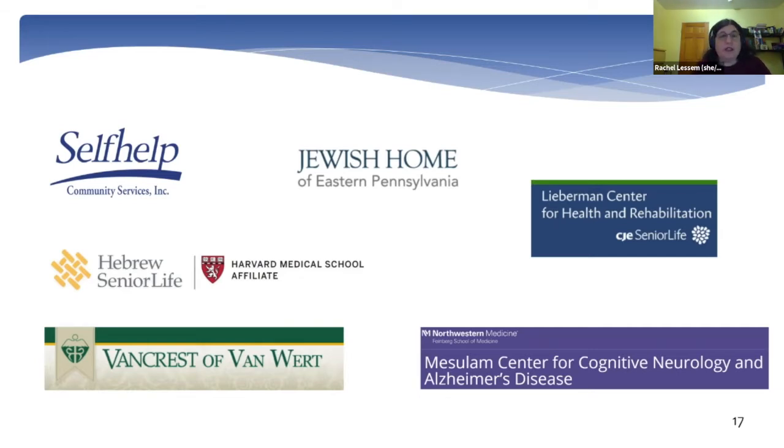The SAGE model is flexible and can be used in a range of partnerships. These are the provider partners from the SAGEs in Every Setting project, and not everyone is a nursing home. Katie gave us an example of Vancrest of Van Wert, and we will hear from Janna, who's the activities director there, in a little while. They provide both assisted living and skilled nursing. And here are some other examples.